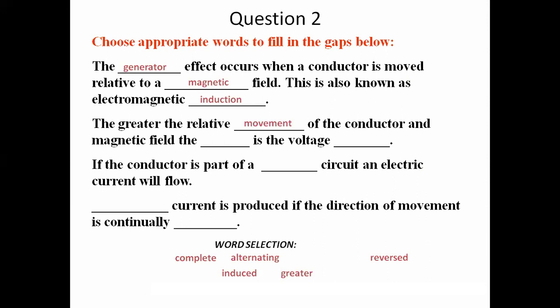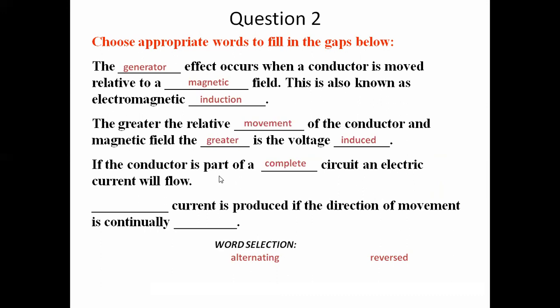The greater the relative movement of the conductor and the magnetic field, the greater is the voltage induced. If the conductor is a part of a dash circuit, an electric current will flow. Current will flow only when the path is complete. If you have only a rod which is moving through the flux, then the EMF only will be induced. You will have positive charges at one end and negative charges at the other end, but current will not flow. So for the current to flow, there has to be a complete circuit, that is, a complete path for the current to flow.